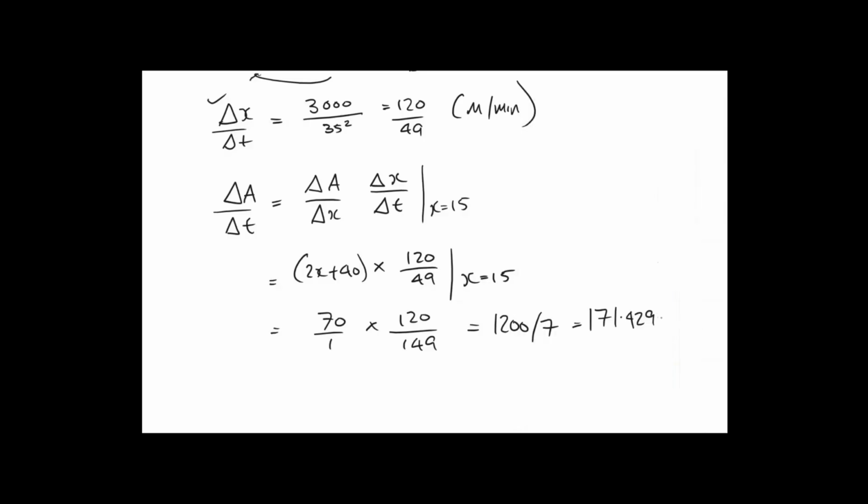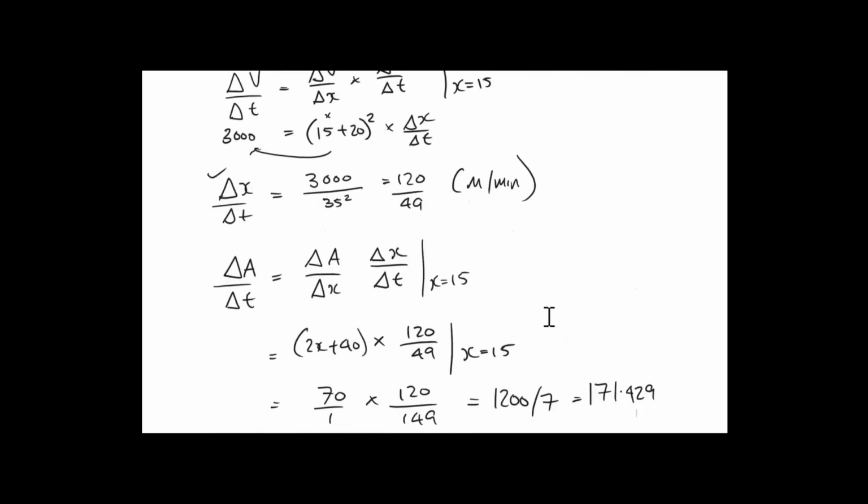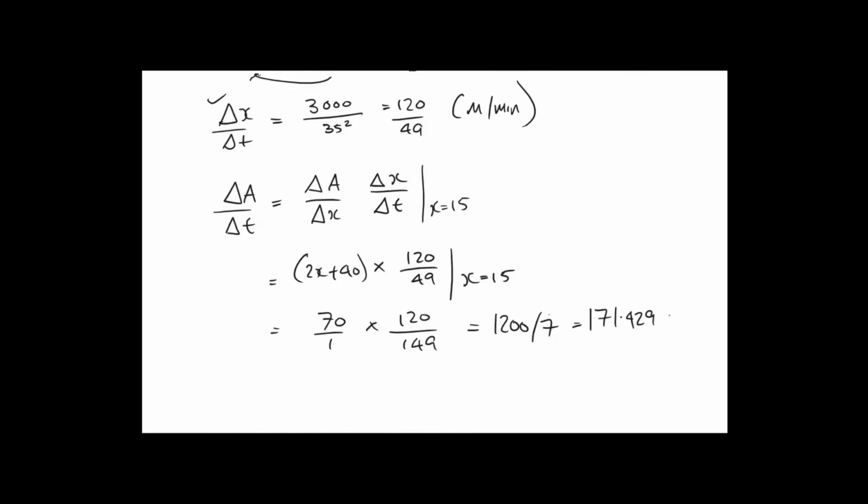171.43 decimal places. And what's the unit? It's going to be, is it meters? Was it meters? It was centimeters, wasn't it? Centimeters squared per minute. We're done.